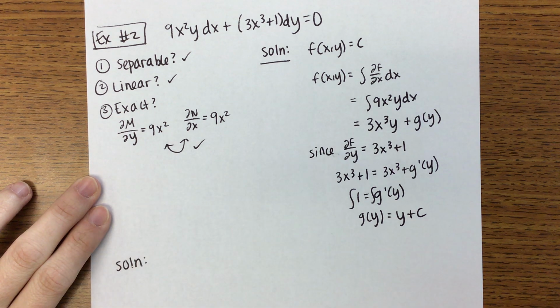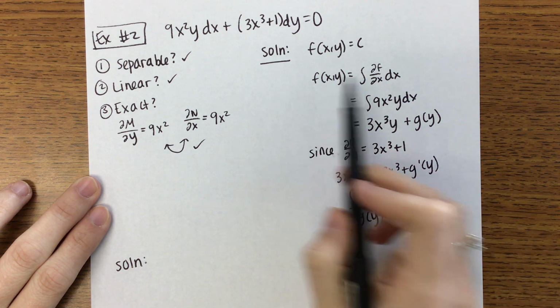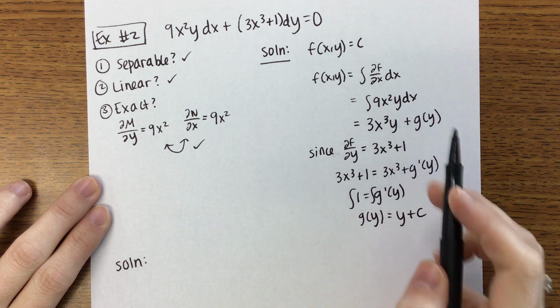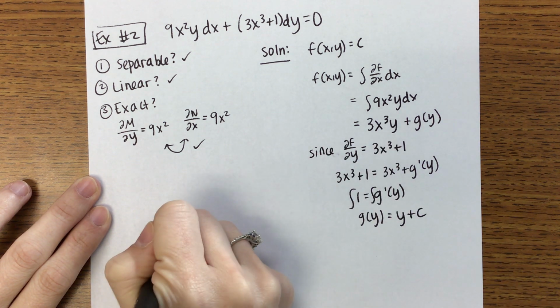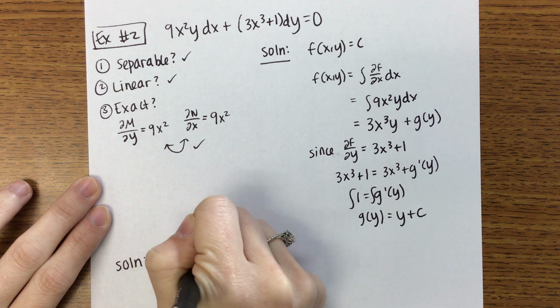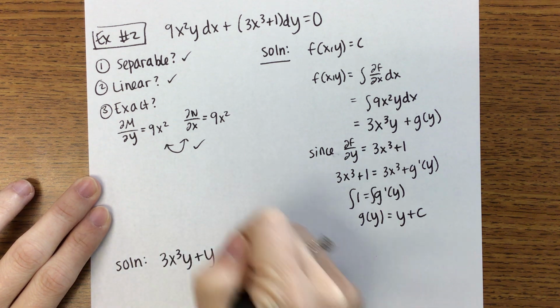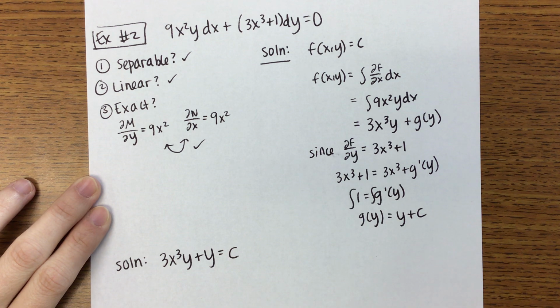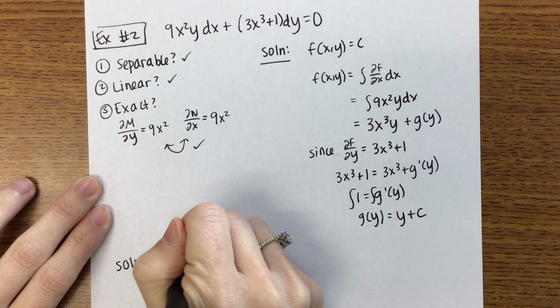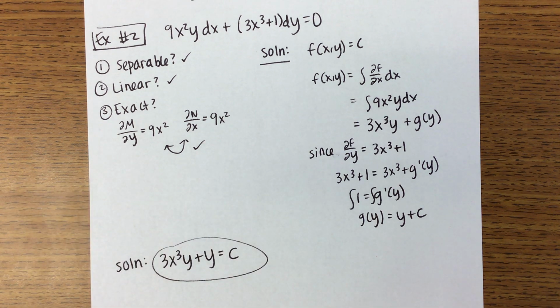Our solution then, our f of xy is 3x cubed y plus c. So we get 3x cubed y plus y. The c is always put on the right side. So that is our solution.